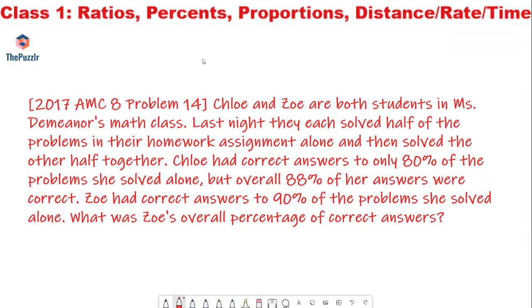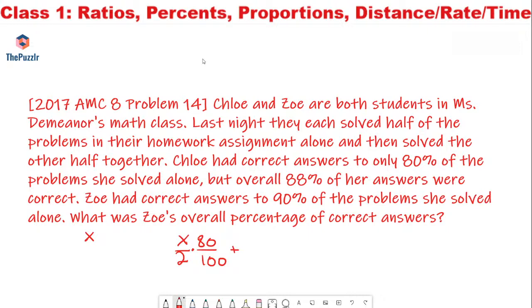Here, I'm not going to do that because I want to show you how to generally solve these problems. But yes, you could assume the number of problems is 100 and easily solve the problem that way. Chloe had correct answers to only 80% of the problems she solved alone. Let's say they both had X problems. The problems she solved alone is X over 2, since she solved half the problems alone. X over 2 times 80%. Don't multiply by 80, multiply by 80%, which is 80 over 100, plus... and overall she got 88% of her answers correct.